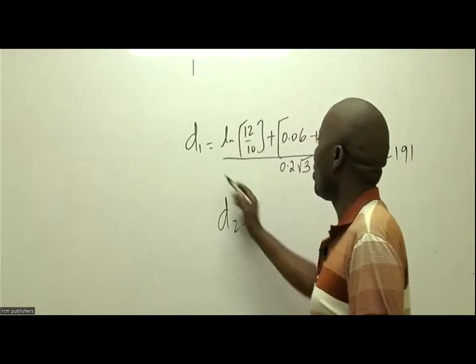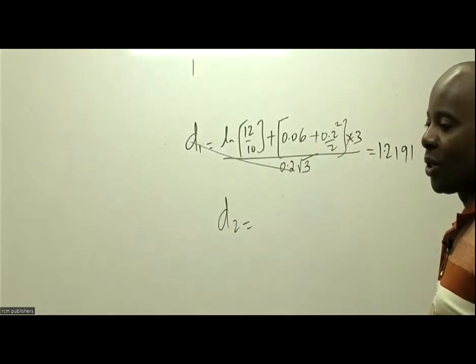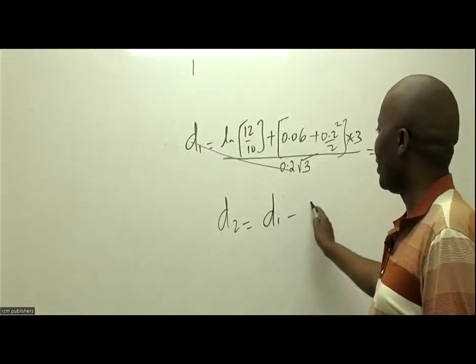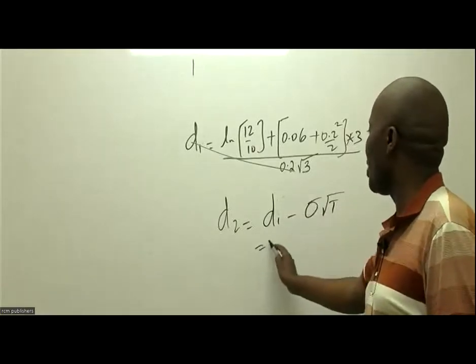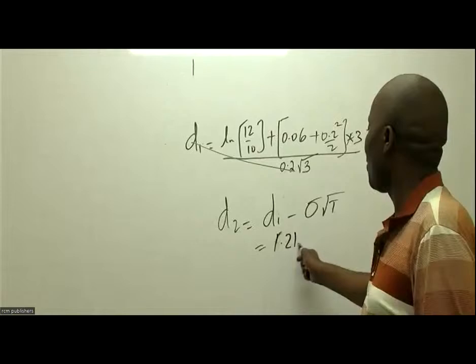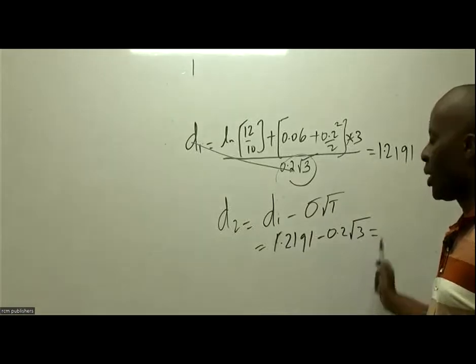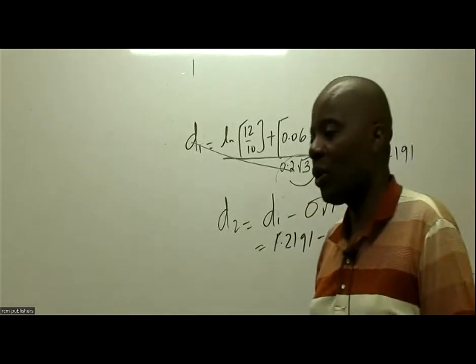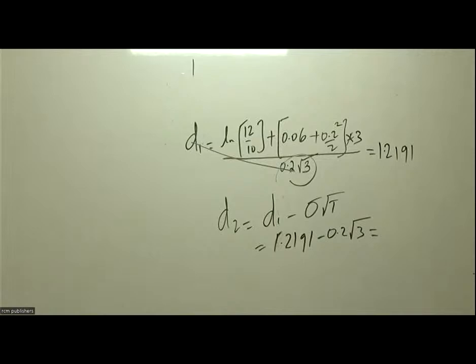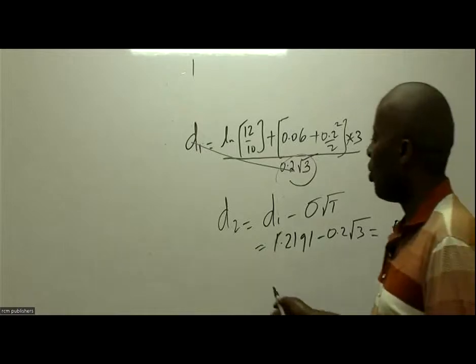So how do we get D2? To get D2, we normally take D1 minus standard deviation root T. So it is 1.2191 minus 0.2 root 3, which will end up giving us what figure for D2? D2 is 0.8727.